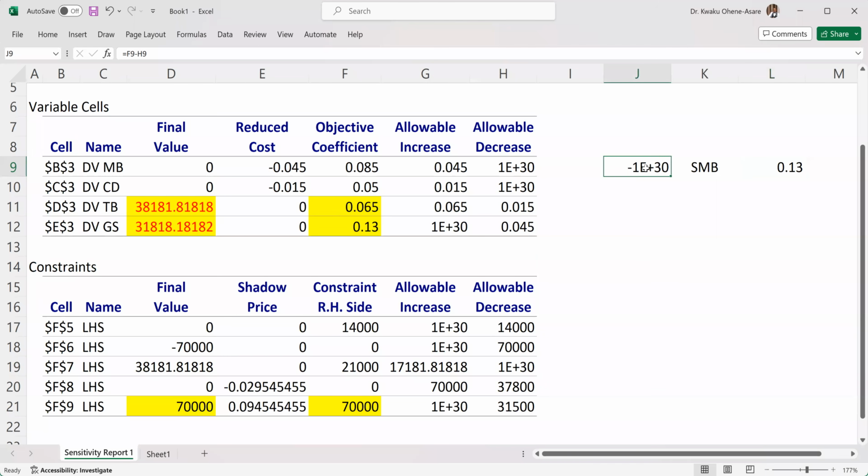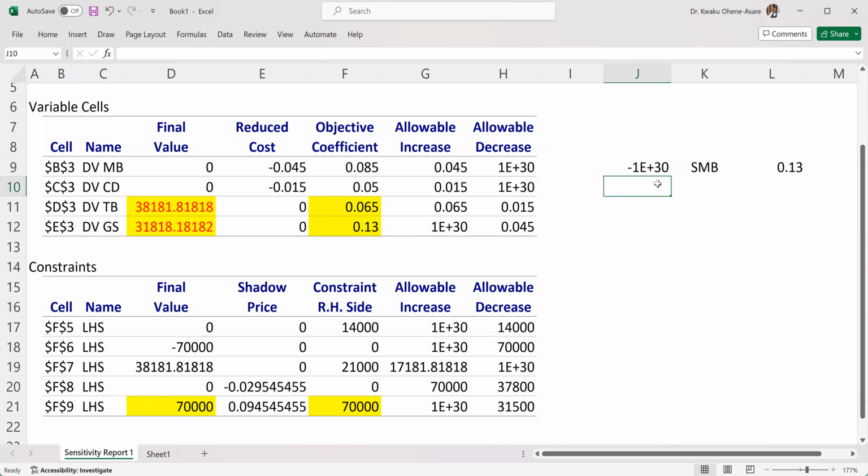Now, anytime you calculate the sensitivity range, listen carefully, and you have a negative value, you have to approximate it to 0. Note that down. You have to approximate it to 0. Why? Because of the principle of the non-negativity constraint. So you have to approximate it to 0. But I want you to know that this is how the thing will look.